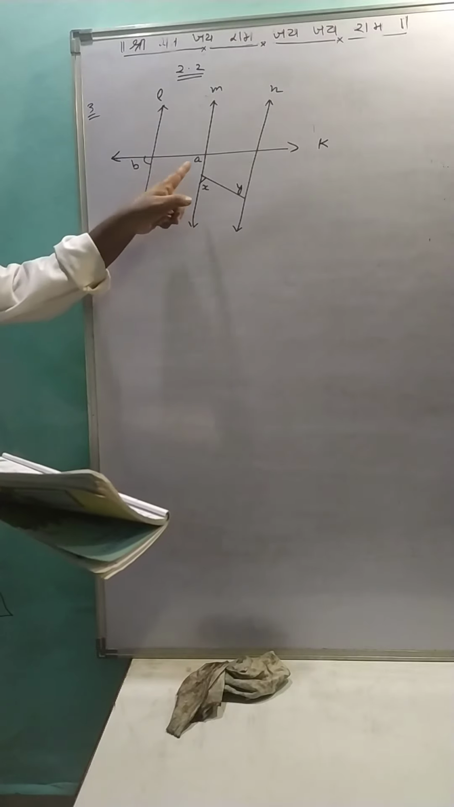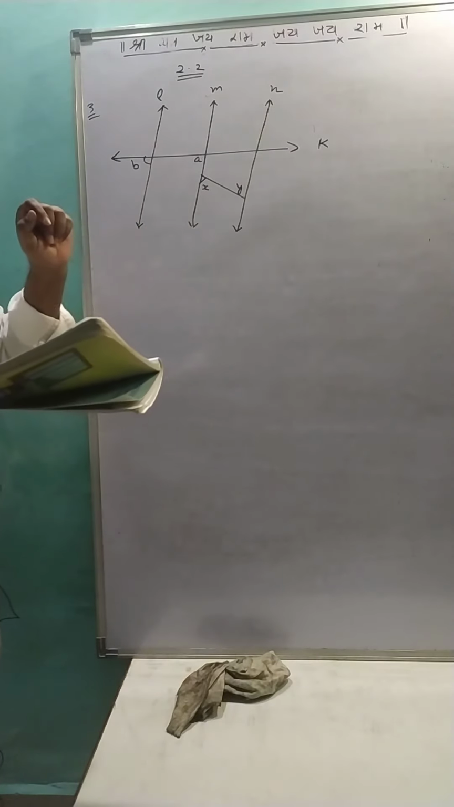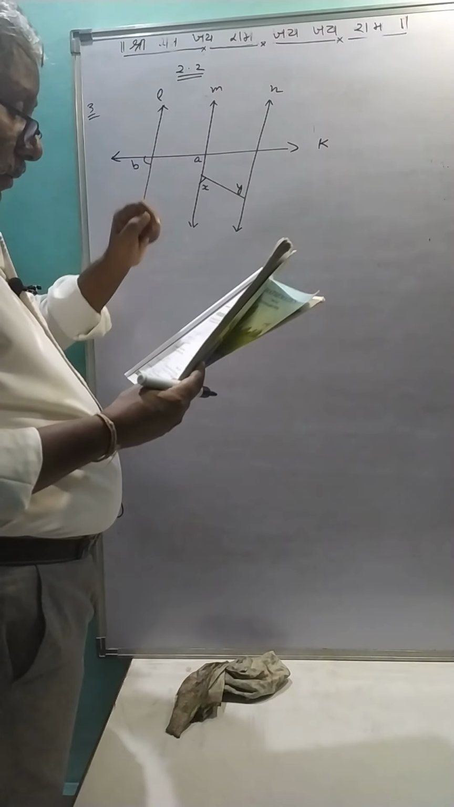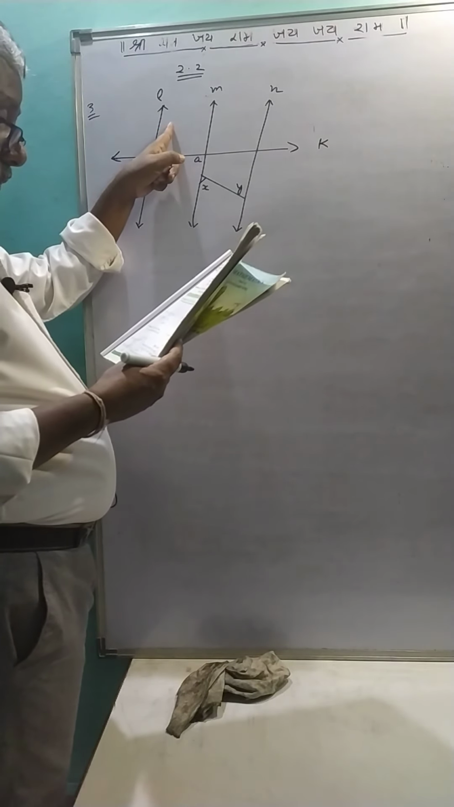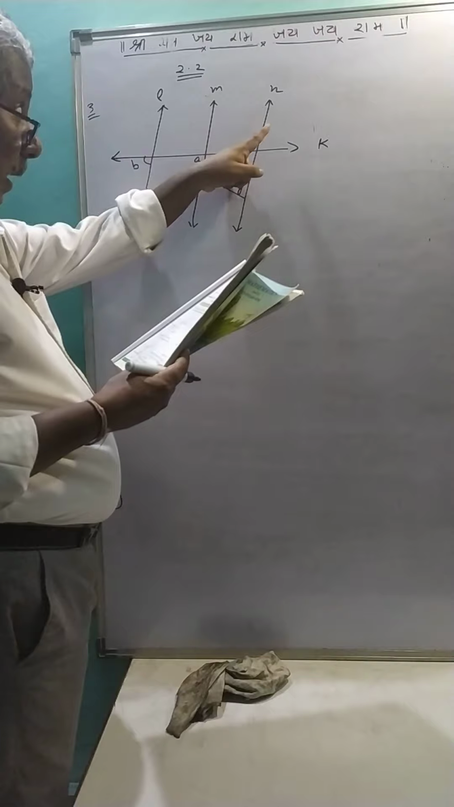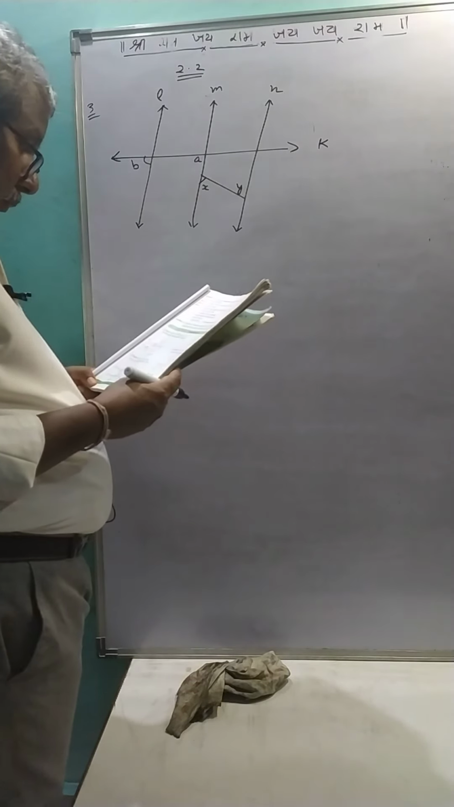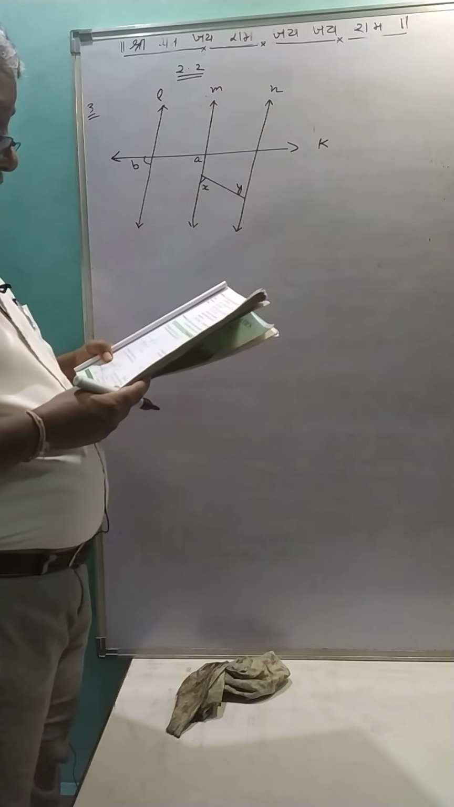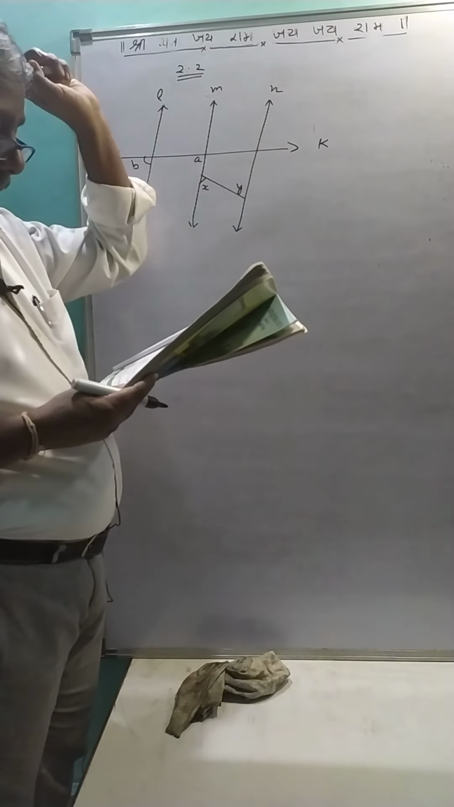Now a is congruent to b, x is congruent to y, okay, and L, M, N. Line L is parallel to line N. This is the given. Now we want to prove that line L is parallel to line N.